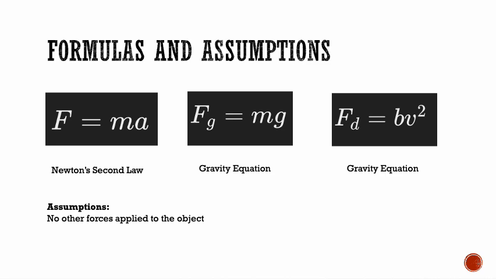The formulas needed for this experiment are that the motion of the object follows Newton's second law, F equals ma. The force due to gravity, F equals mg, acts downward. Air resistance, modeled as F_D equals bv squared, opposes motion and depends on velocity squared. And the assumptions are that no other forces are applied to the object.